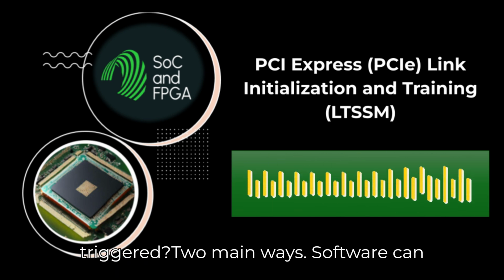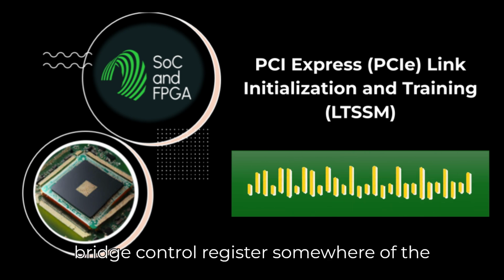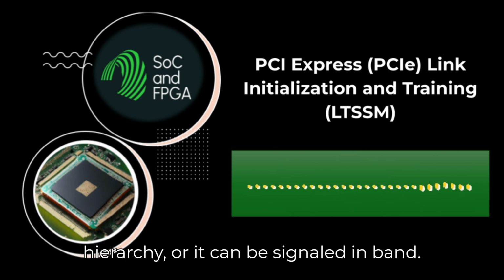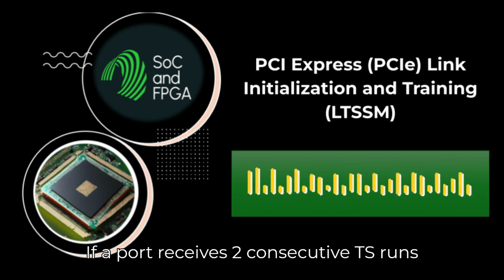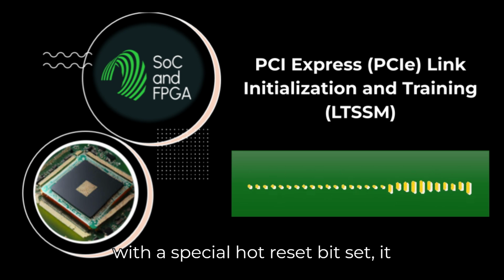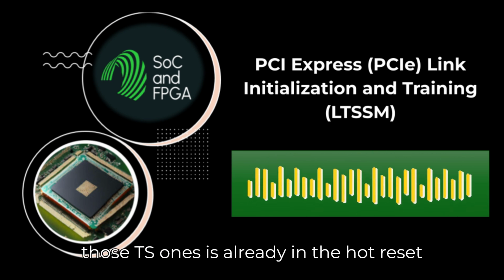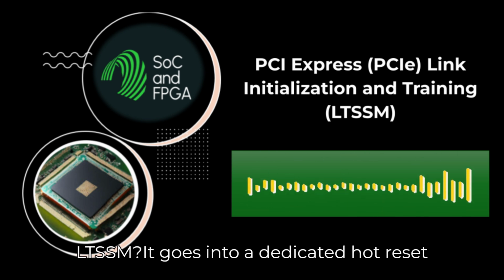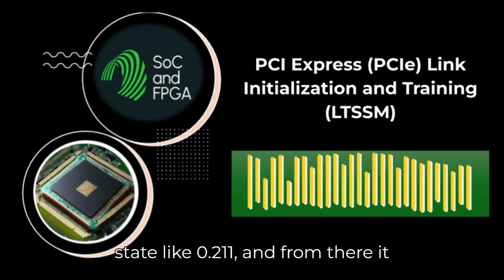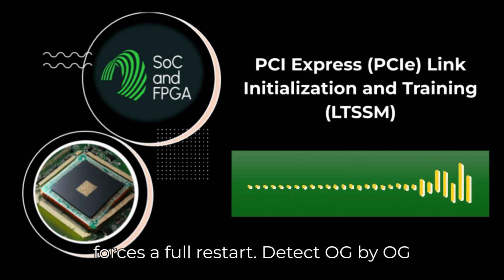How is it triggered? Two main ways. Software can trigger it, often by writing a bit in a bridge control register somewhere up the hierarchy, or it can be signaled in-band. If a port receives two consecutive TS1s with a special hot reset bit set, it initiates the reset. The port sending those TS1s is already in the hot reset LTSSM state. And what happens to the LTSSM? It goes into a dedicated hot reset state, and from there, it must proceed directly to detect. It forces a full restart.